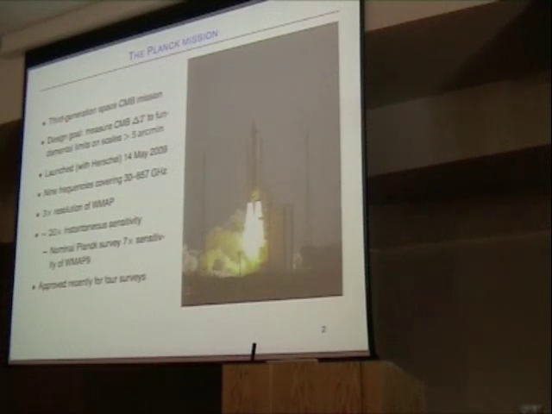Planck was launched just over a year ago with Herschel, and it's been routinely observing from the second Lagrange point since about August last year. It has 9 frequencies going from 30 gigahertz right up to 857 gigahertz. The idea of having such wide frequency coverage is twofold. First of all, it allows you to subtract out astrophysical foregrounds and hence get at the CMB signal itself. But we can also do a lot of interesting galactic science by observing at these lower and higher frequencies.